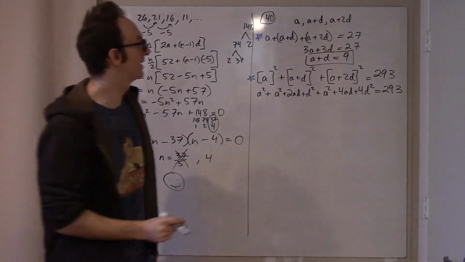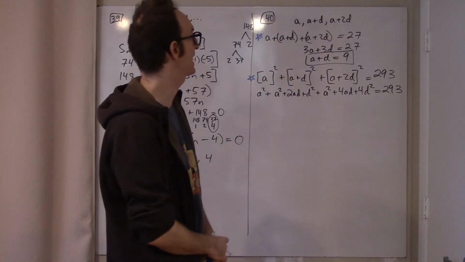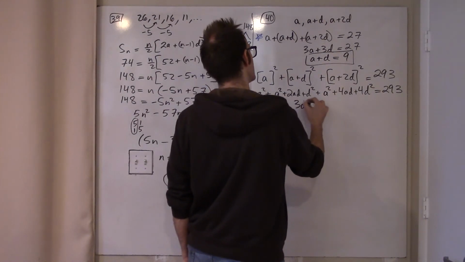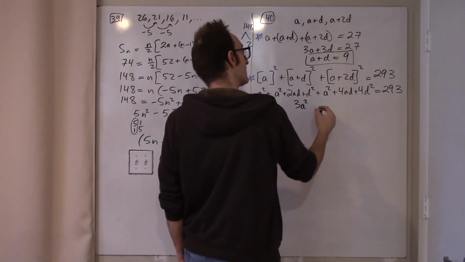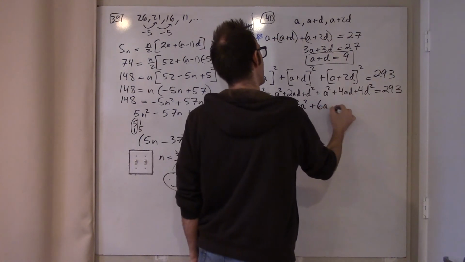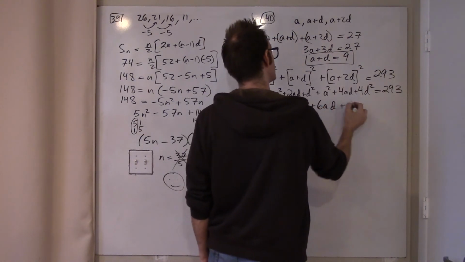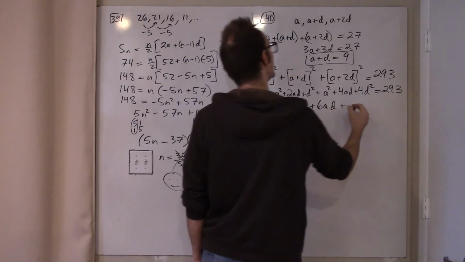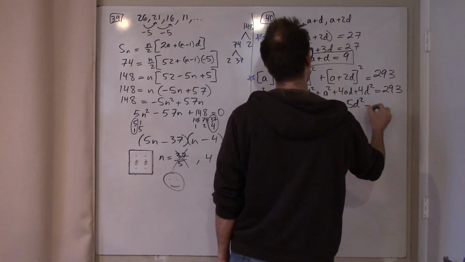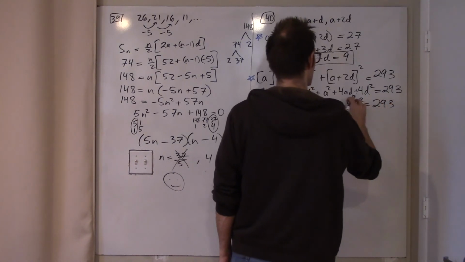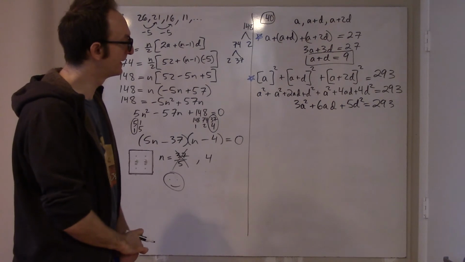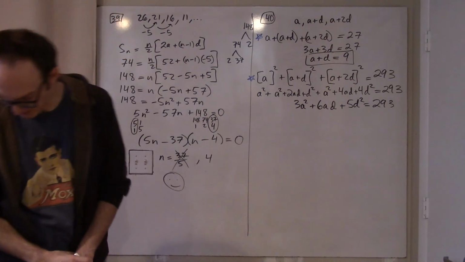Okay, what do I get here on this left-hand side of the equation? I get 3a squared plus 6ad plus 5d squared? No, 5d squared equals 293. So that's not so nice. And I don't think there's any more. Is this what I did on my paper?